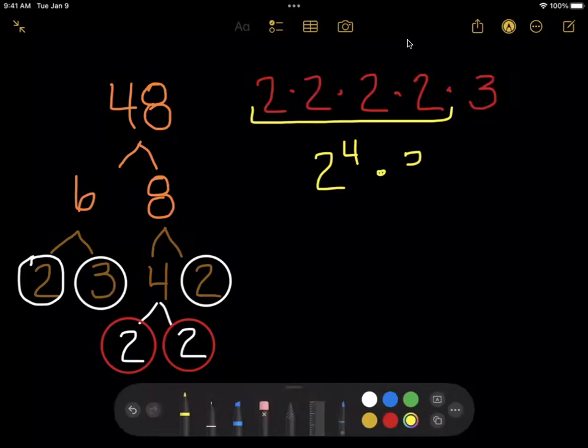But I would need to include the 3, because even though the 3 doesn't have another 3 that I'm multiplying it by, it's still part of the prime factorization. So your answer could be this expression right here, 2 times 2 times 2 times 2 times 3, or it could be 2 to the 4th power times 3. Both of those expressions are equivalent to each other.